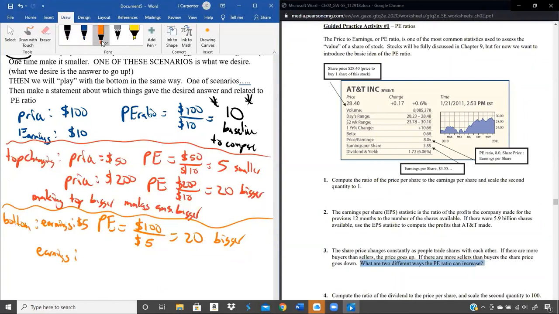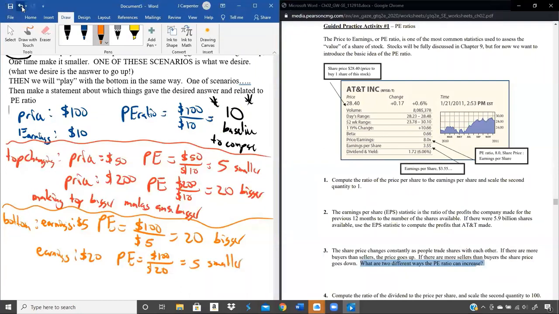There we go. Now, instead of going down in comparison to 10, let's go up. Maybe 15. How about 20? I like 20. Let's make the earnings 20. So that makes its PE ratio now, the 100 does not change, but the bottom does. The bottom changed to 20. 100 divided by 20 is 5, which in comparison to the 10 is smaller.